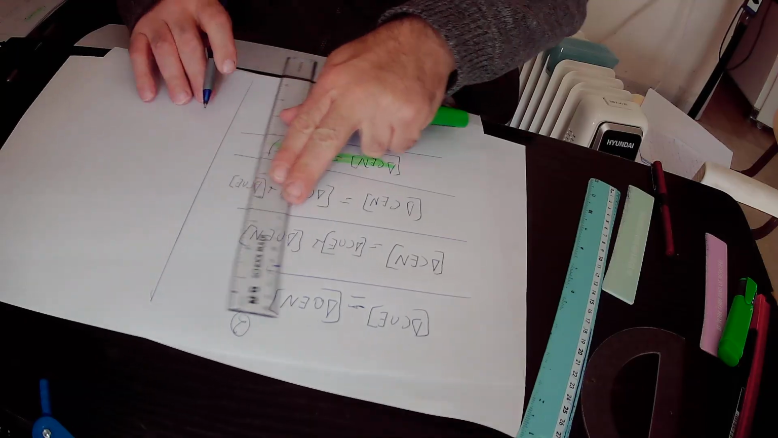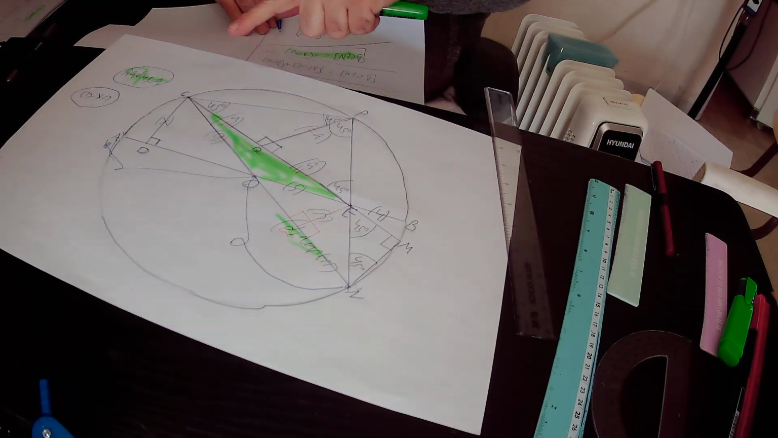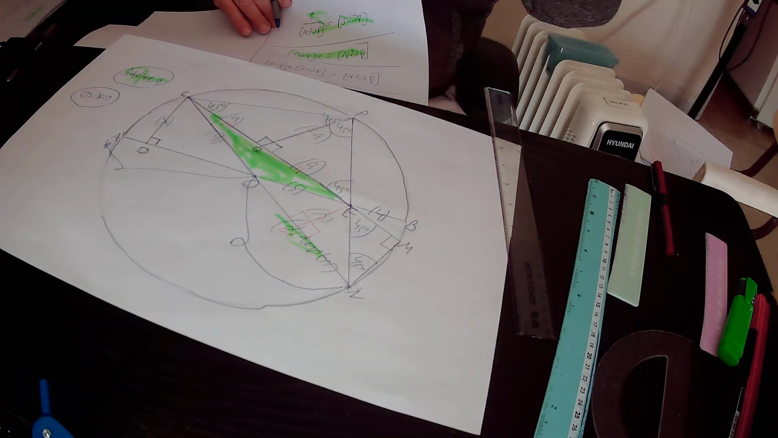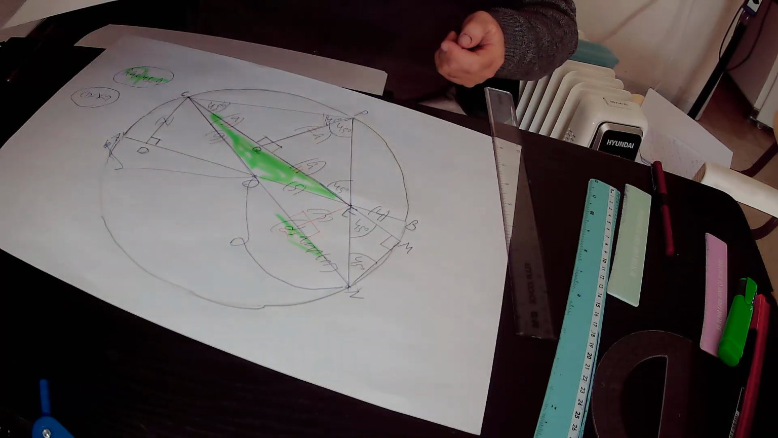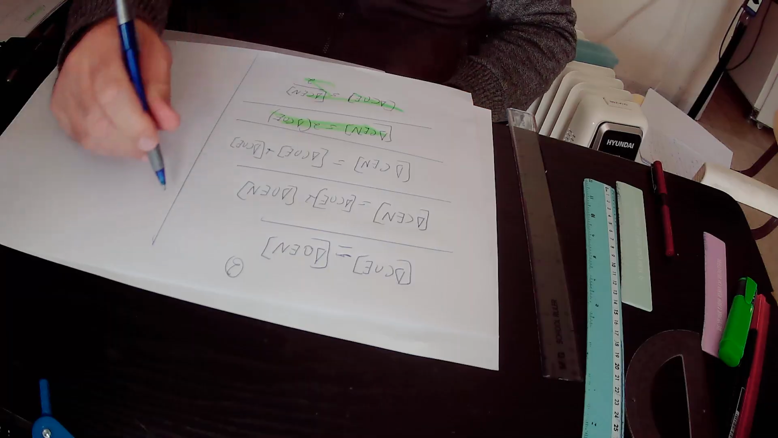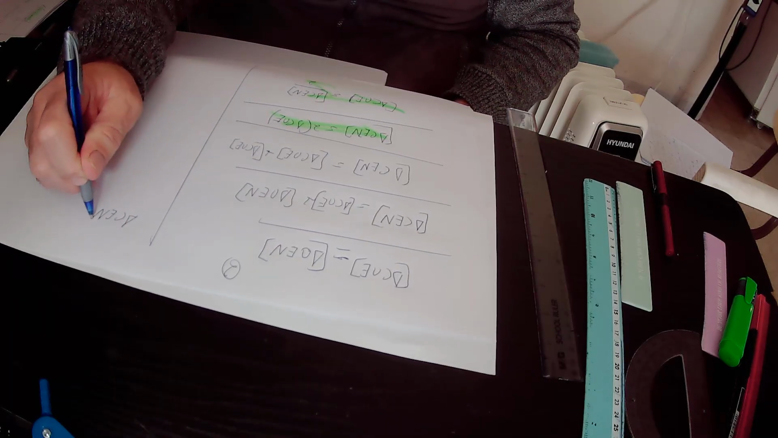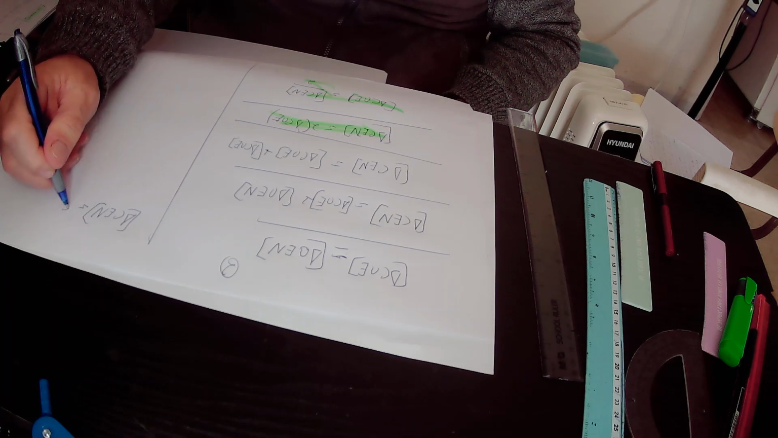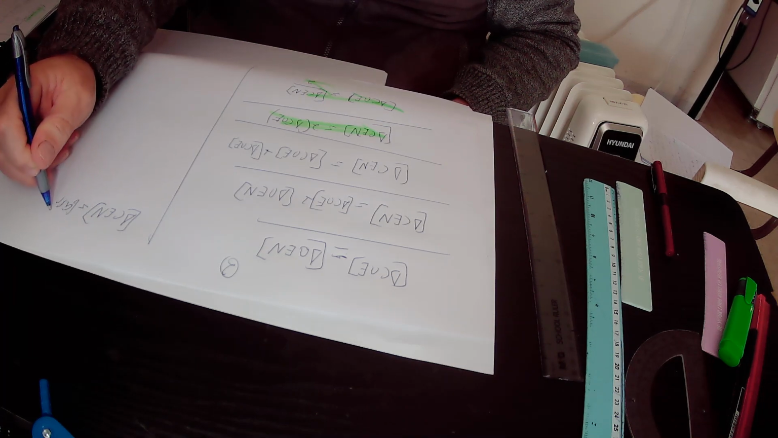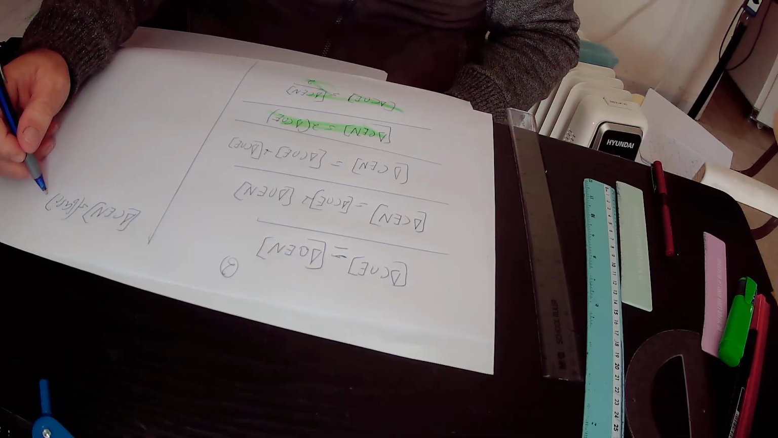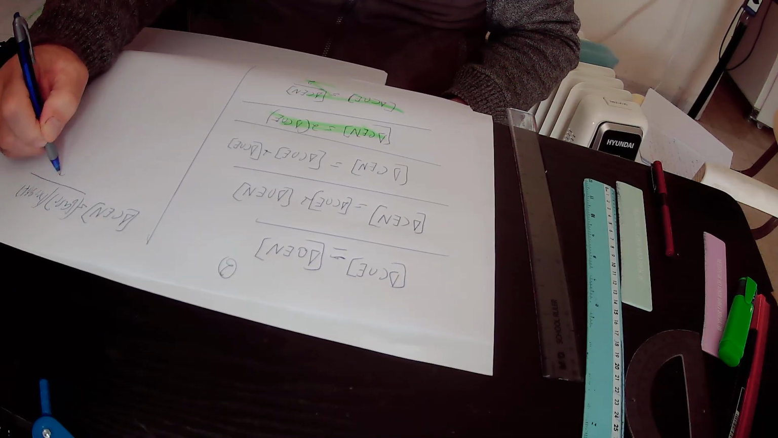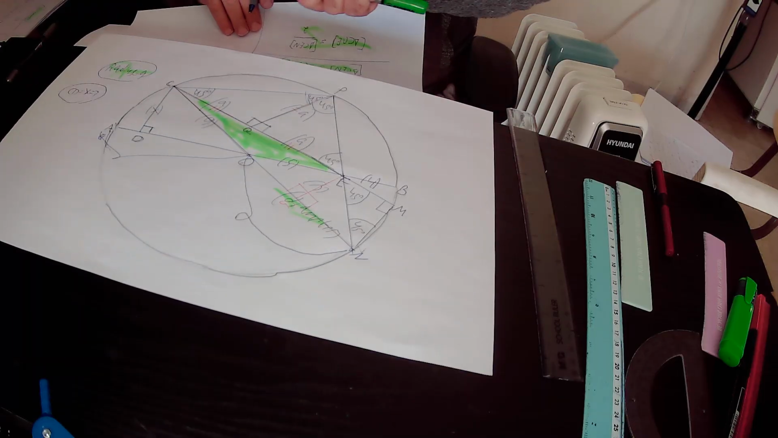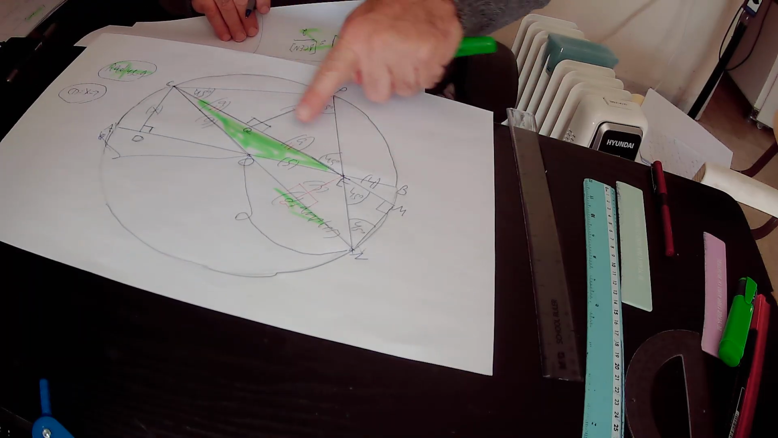In the next step, we calculate the area of this big triangle CEN according to the rule that says that the area of any triangle equals the base of the triangle times the height to the base over 2. So the area of the big triangle CEN is equal to the base of the triangle times the height to the base over 2. We will choose the base of this big triangle CEN as CE.